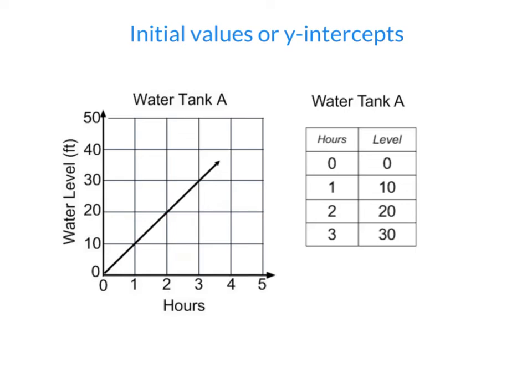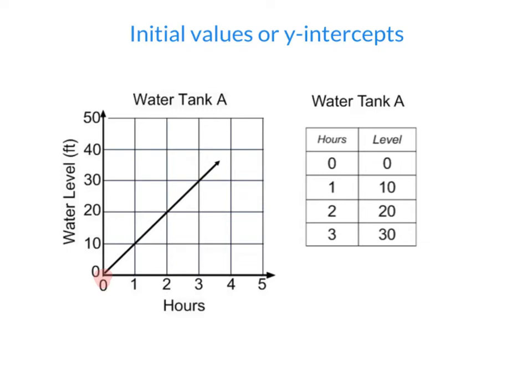Today we're going to take a look at initial values or y-intercepts. The word initial means beginning. So we're looking at where the line begins or where it crosses the y-axis, which then becomes the y-intercept. So as we're looking at this graph, the line begins at 0, 0. It begins at the origin.